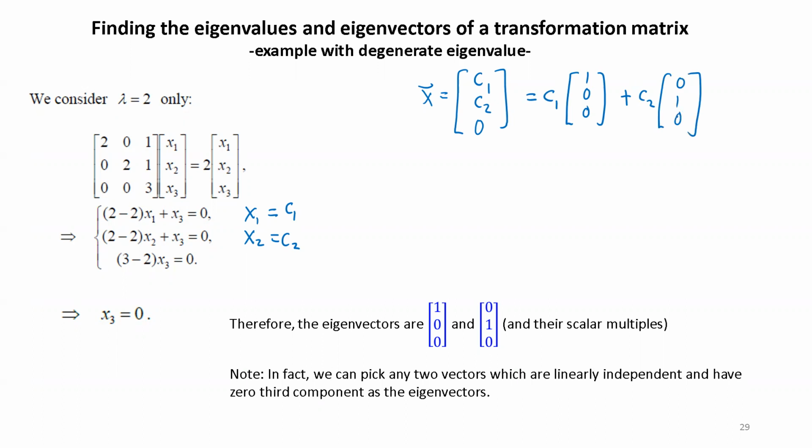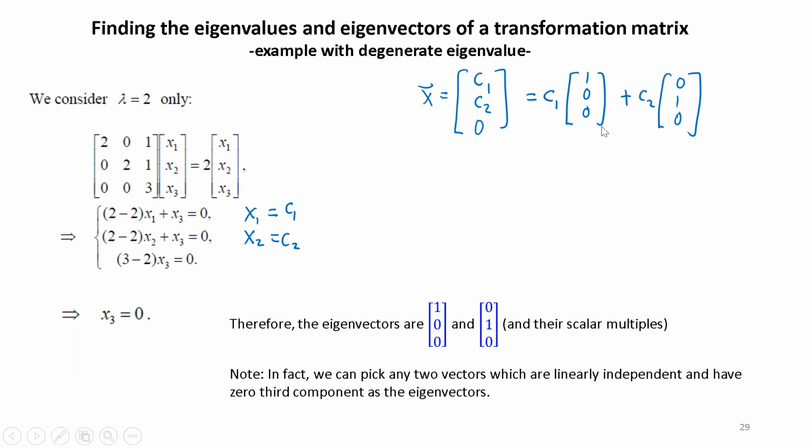So c1 and c2 are really two independent free parameters. Now your eigenvector is any linear combination of these two vectors. You might notice that these two vectors will span the whole xy plane. So technically, any vector on this xy plane is an eigenvector.